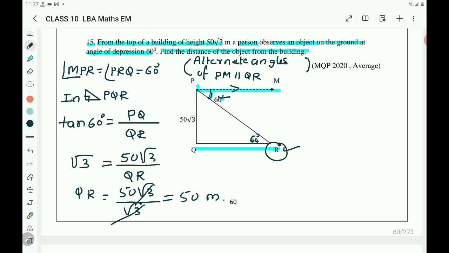Then the distance of the object from the building. R is 50 meter away from the building. So you write that distance of the object from the building is 50 meter. Write that in the sentence. Here you got 50 meter. That is the distance of the object from the building. Distance of the object from the building is 50 meter.